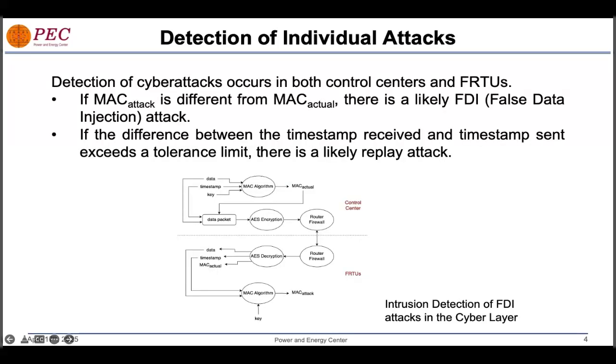To detect those individual attacks, we use MAC for the false data injection. We compare the MAC at the control center and the MAC at the feeder remote terminal units. If they are different, it means that there is likely a false data injection attack. For the replay attack, we compare the difference between the timestamp when we receive the data and the timestamp when we send the data. If it exceeds the tolerance limit, it means that there's likely a replay attack.